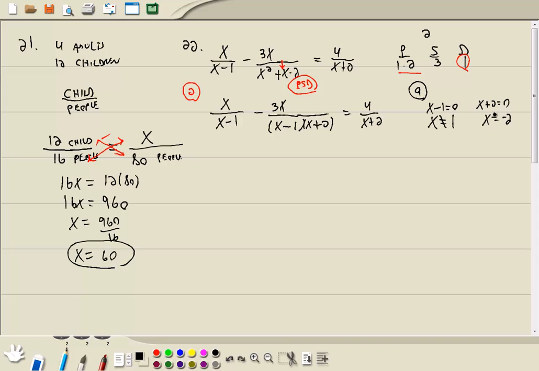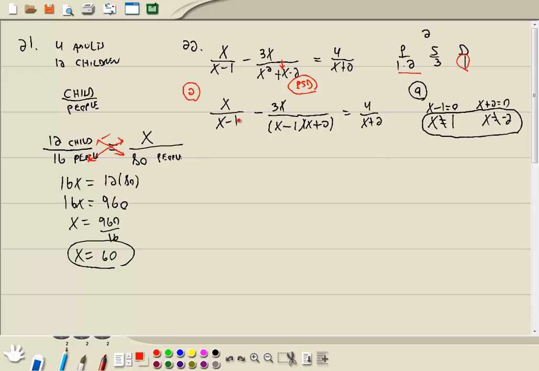Now we put a slash through these. And these are the values that x cannot be. Because if I put a 1 in here, 1 minus 1 will give us a 0. If I put negative 2 in here, negative 2 plus 2 will give us 0. So these are restrictions. x cannot be 1, x cannot be negative 2.